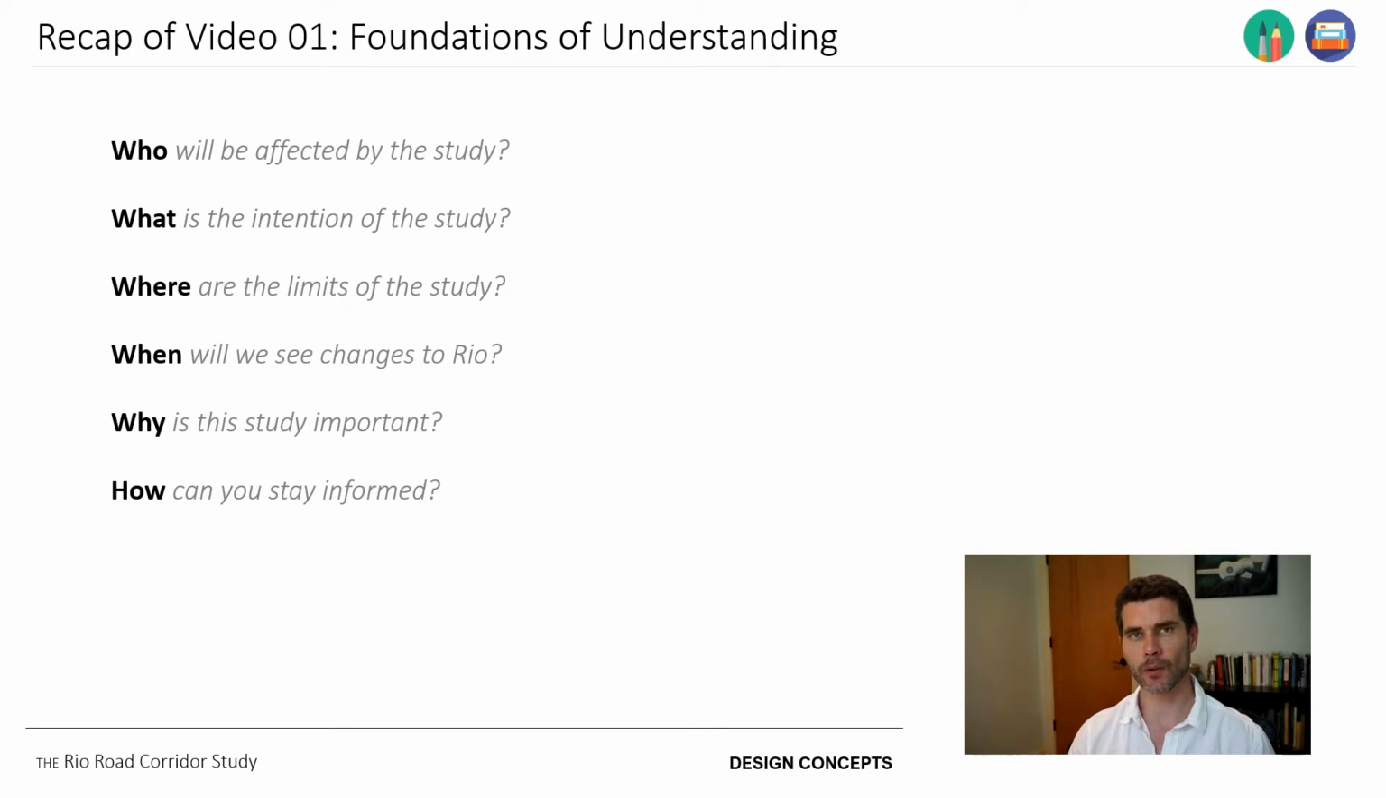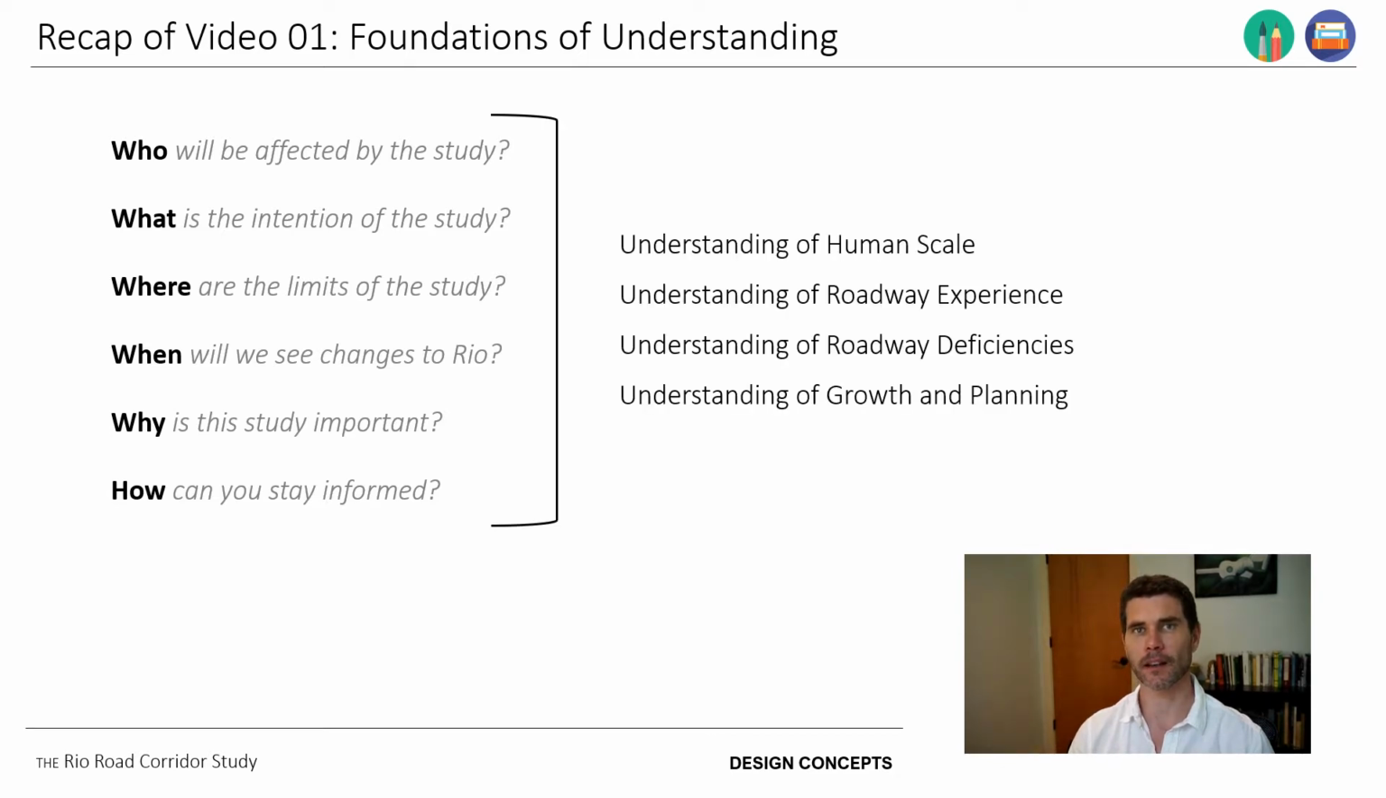In the first video, we discussed the who, what, where, when, why, and how of the corridor, and how these simple questions can inform a foundational understanding of elements like human scale, the roadway's experience, the roadway's deficiencies, and how all of these elements can inform both the growth and the planning efforts along the corridor into the future.